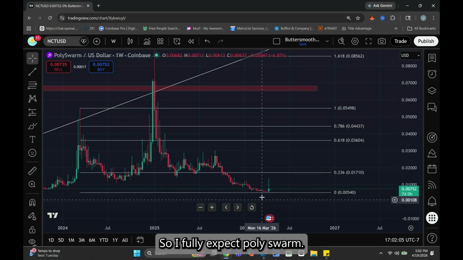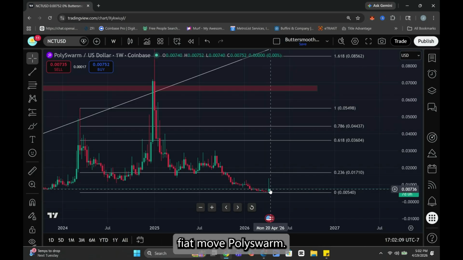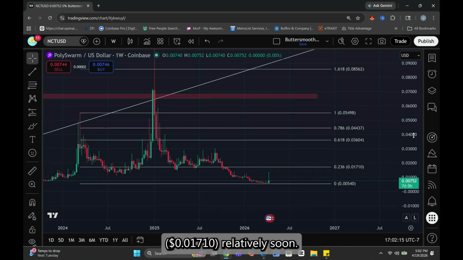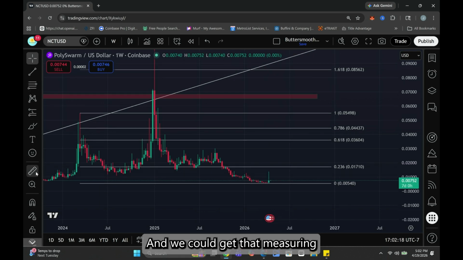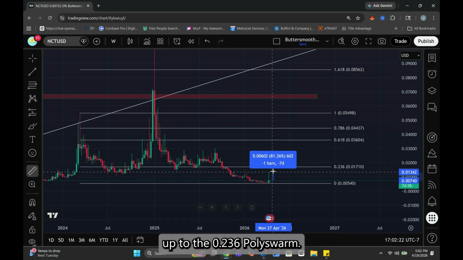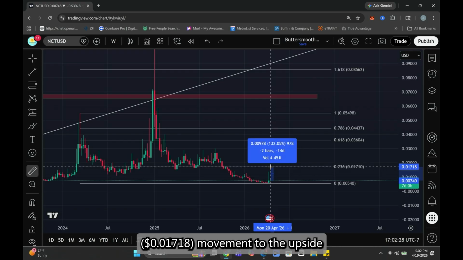So I fully expect Polyswarm, it takes very little fiat to move Polyswarm. So I fully expect us to be back at the 236 relatively soon. And we could get that measuring tool out here, roughly from current price up to the 236 for Polyswarm. Oh my goodness. That is 132% movement to the upside. I didn't know it was that much. It does not look like that much on the chart.